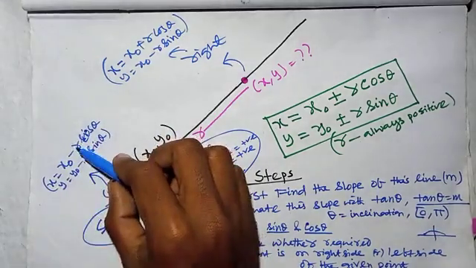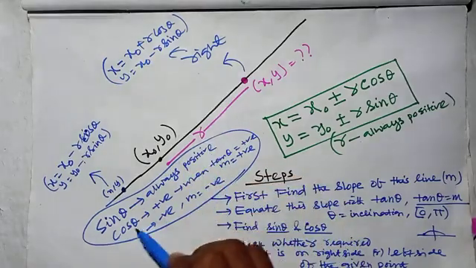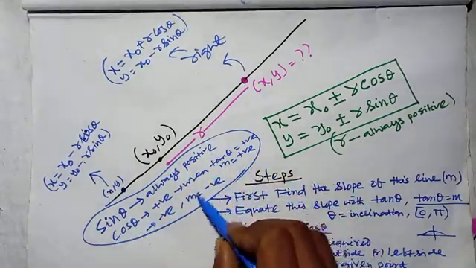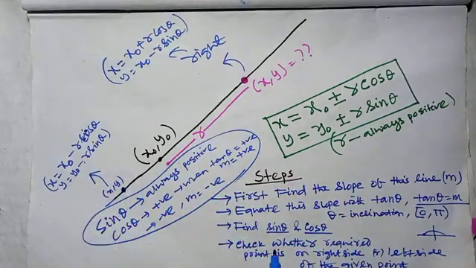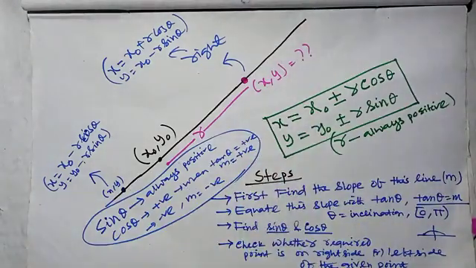And you have to take r always positive and sin theta is also always positive. Cos theta will be positive when m is positive, cos theta will be negative when m is negative. In this way you can find out the position of any point on this particular line.